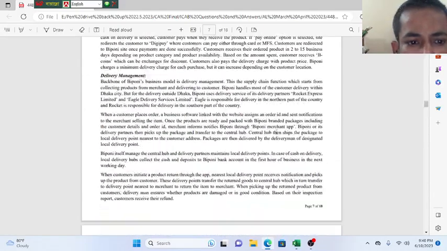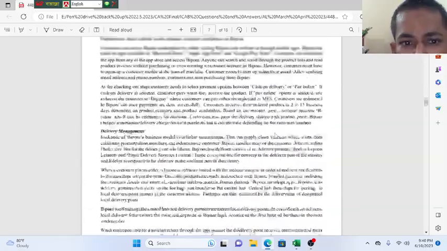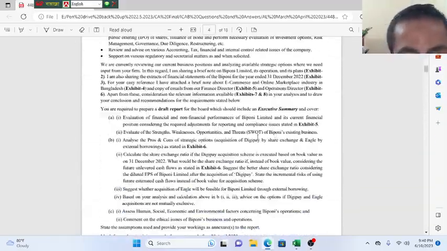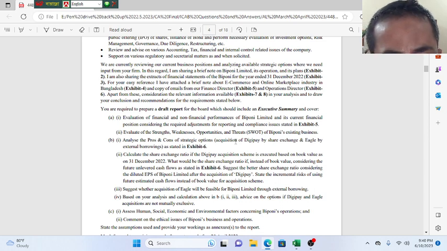And what is our requirement, we'll see on page number 4. Number A is evaluation of financial and non-financial performance. We will not go for this, using adjustment, evaluation of SWOT. And B is to analyze the pros and cons of a strategic option: acquisition of DigiPay by share exchange and Eagle by external borrowing. External borrowing means bank loan.